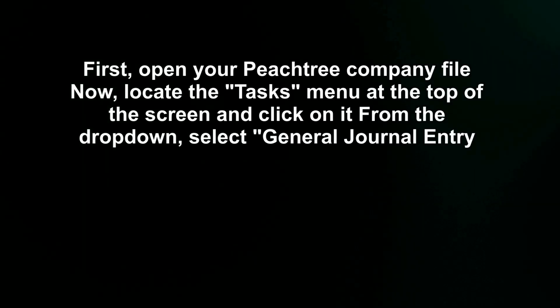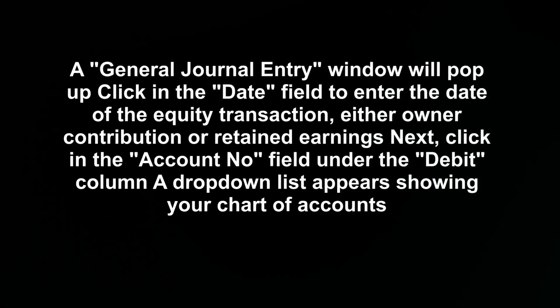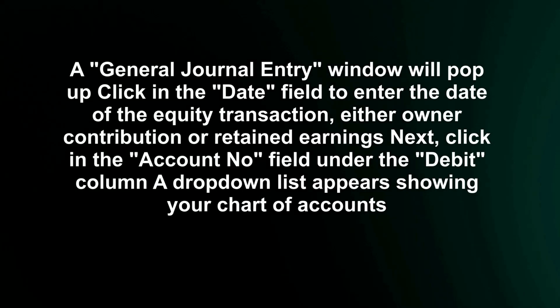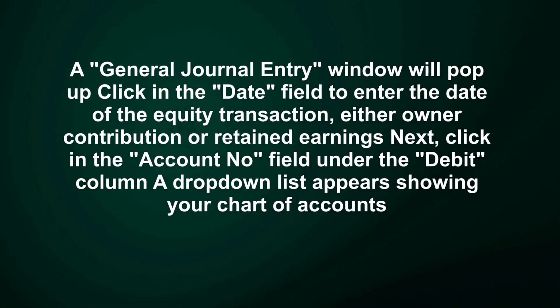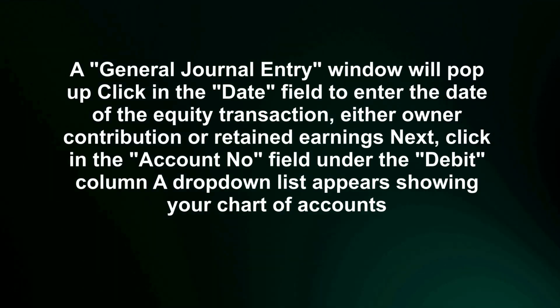Select General Journal Entry. A General Journal Entry window will pop up. Click in the Date field to enter the date of the equity transaction, either owner contribution or retained earnings. Next, click in the Account No field under the Debit column.